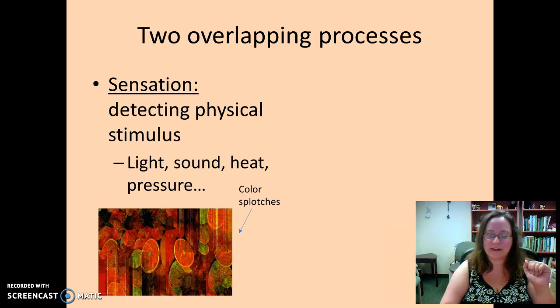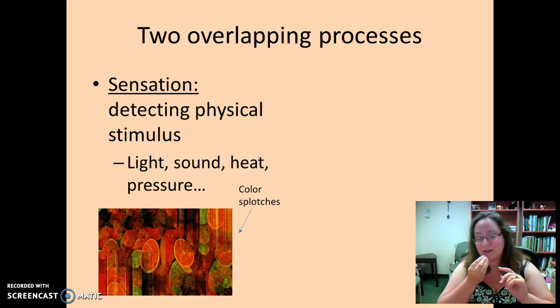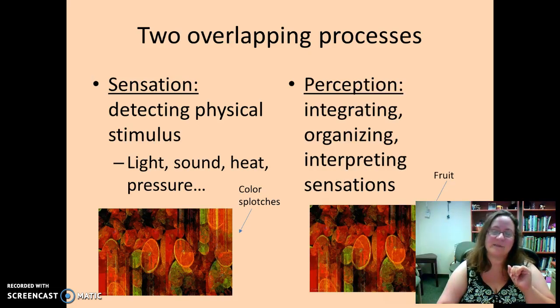This process of experiencing is coming from two overlapping processes. So you're getting your sensation, which is the physical properties of the light or the sound waves or the dissolvable chemicals that you're currently experiencing. And you have to detect that physical stimulus. That process is sensation.